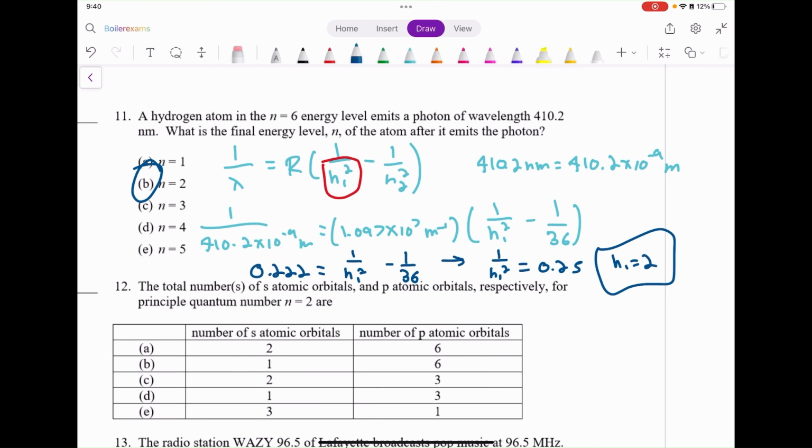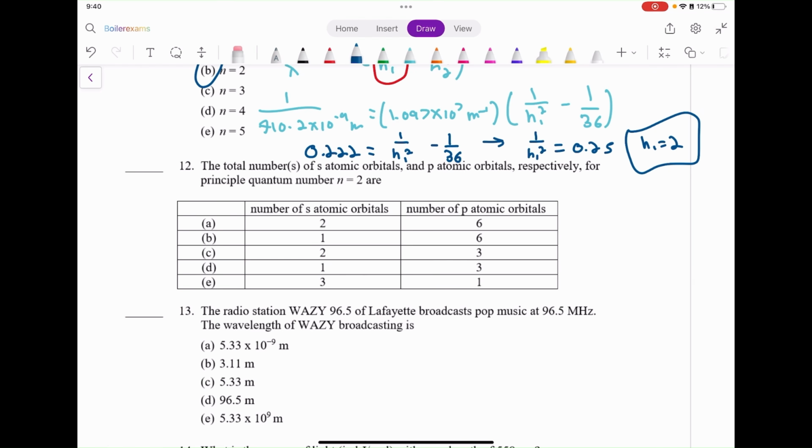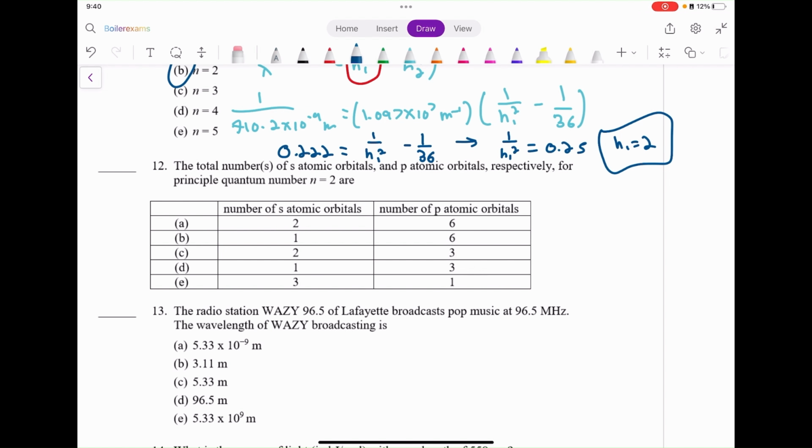11b. The total number of s atomic orbitals and p atomic orbitals, respectively, for the principal quantum number n equals 2 are. So if I just start writing out the full configuration, you have 1s2, 2s2, 2p6, 3s2, 3p6, 3d10. And they want to know about the second energy level. So we can just look at this.